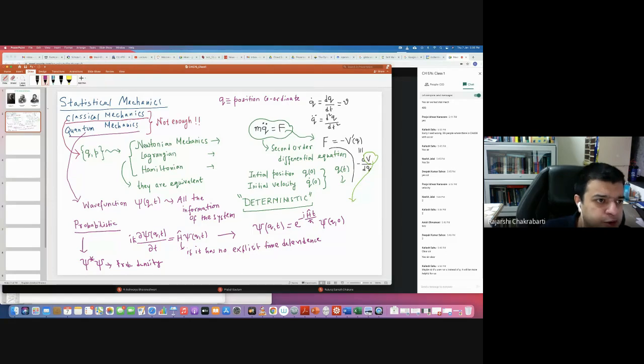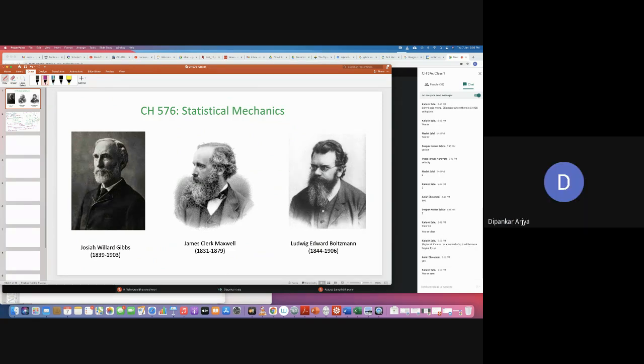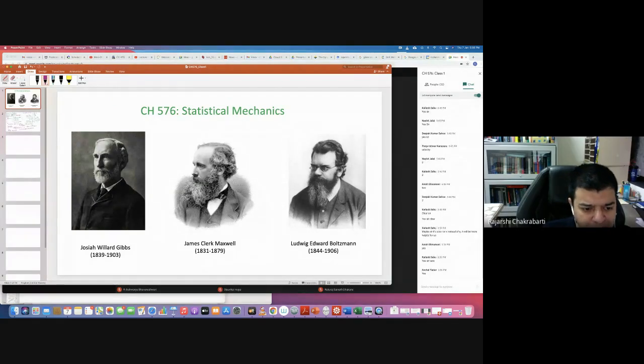So before I introduce the subject statistical mechanics, I want to show you some pictures. Can you see these pictures? Three gentlemen. The first one is William Gibbs, the second one is Clerk Maxwell, and the third one is Boltzmann. Have you heard of all these three? Please write down in the chat box or unmute and tell me. Yes, sir. They are the fathers of statistical mechanics, actually.